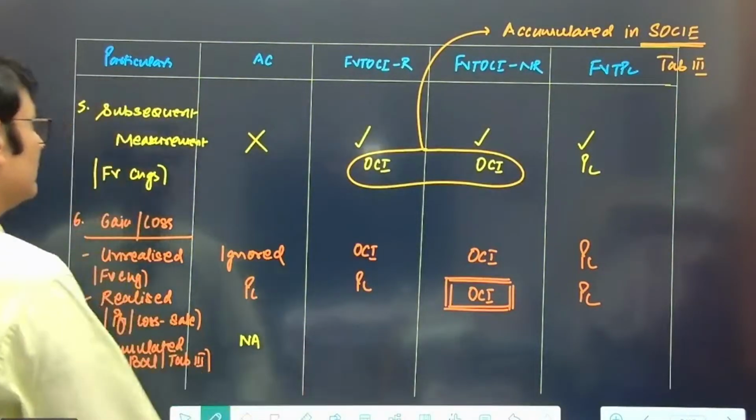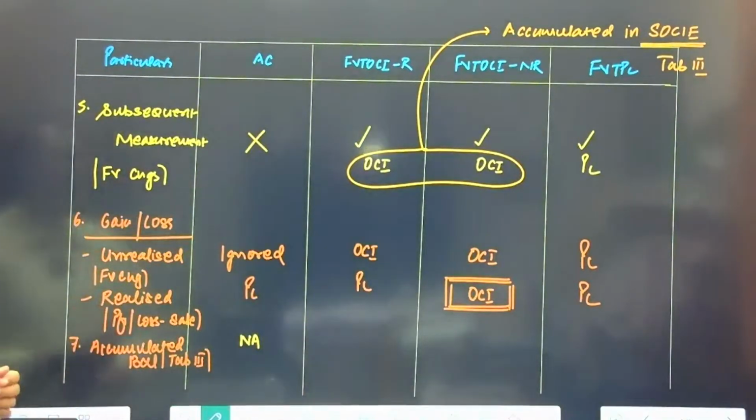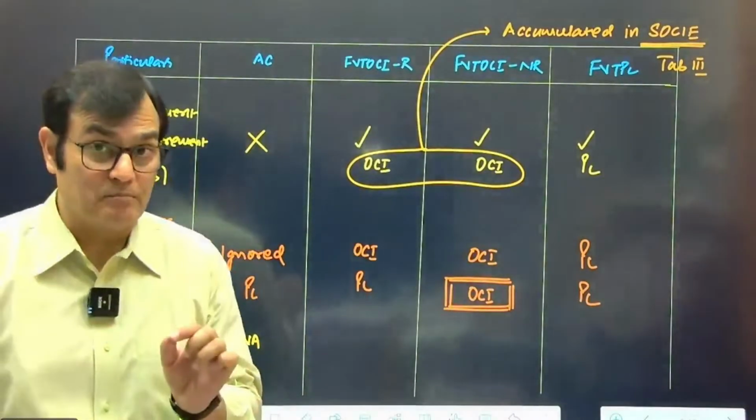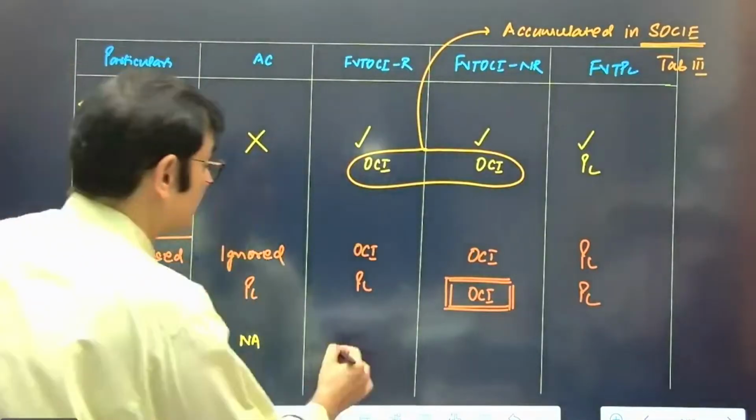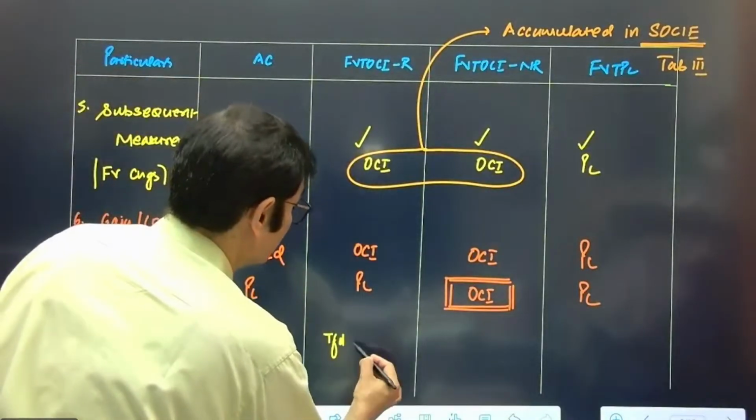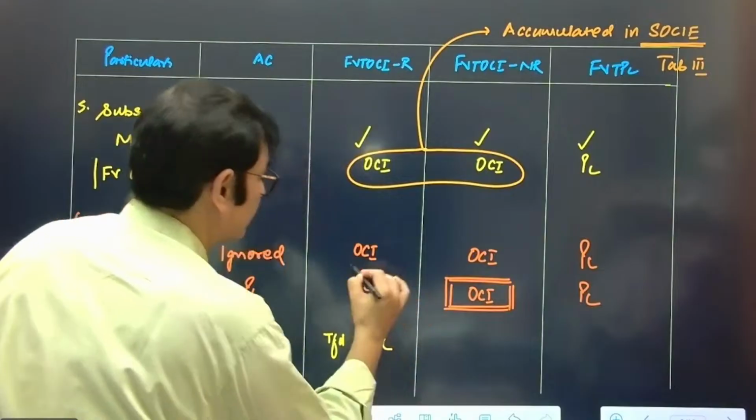Will there be any accumulated balance in OCI-R? Yes, sir. It will be there. And where will you transfer that money? P&L. Great. So this is recycling. So can I say it will be transferred to the profit and loss in the year of sale?